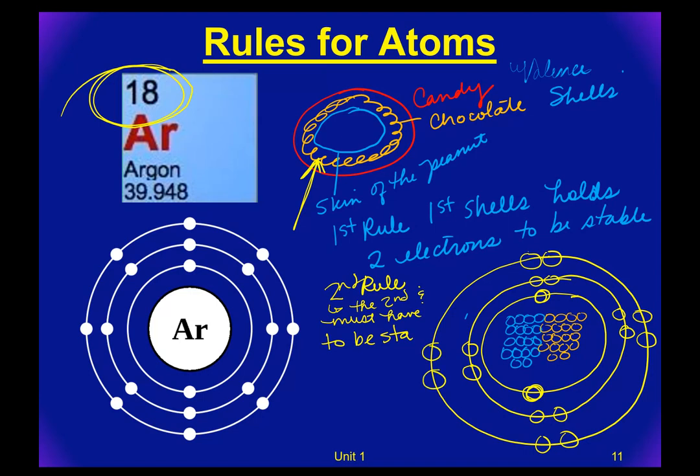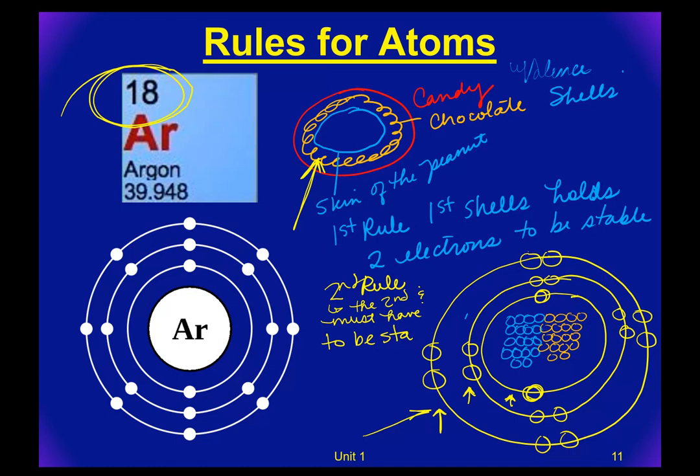Now remember what I said. The octet rule says in order for an atom to be stable, there has to be 8 in the second shell and in the third shell. This atom is very, very stable, because everybody's full. My first shell has 2, as the rule states. My second shell has 8, as the octet rule says. And my third has 8, as the octet rule says.